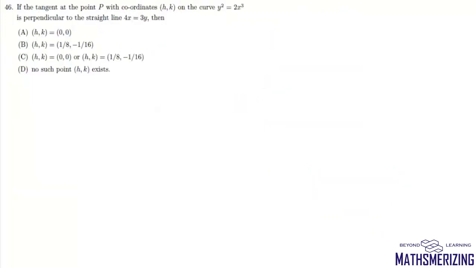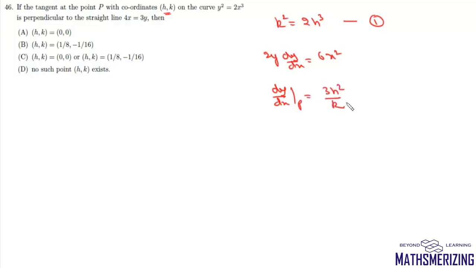Now question number 46 is, if the tangent at P with coordinates (h, k) on this curve y square equals 2x cube is perpendicular to this straight line, then we need to find the value of h and k. Now since this point lies on this curve, we can write k square equals 2h cube, and that's our first equation. Now we'll differentiate, we'll get 2y dy by dx equal to 6x square. So dy by dx at this point P will be 3h square upon k.